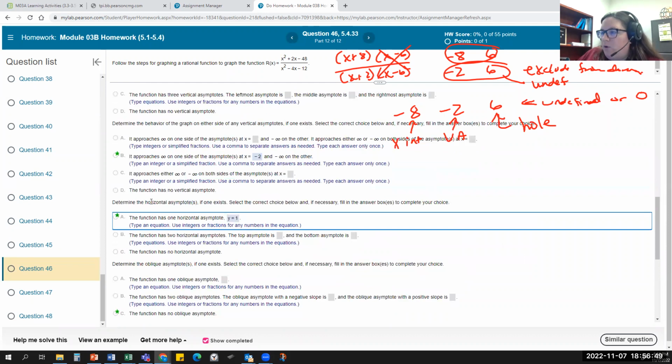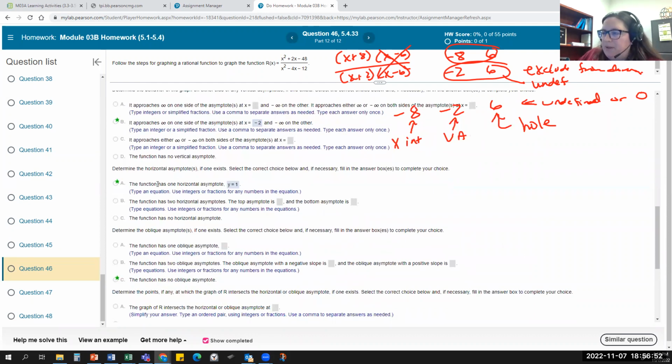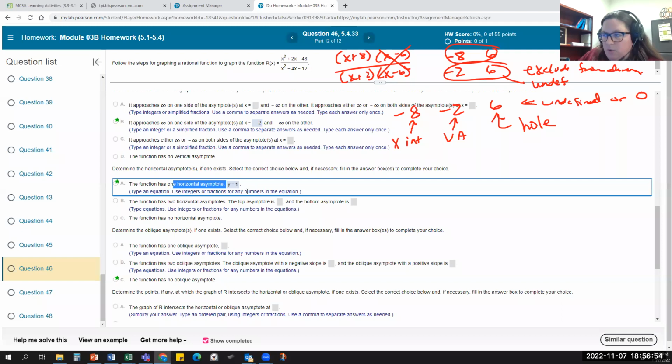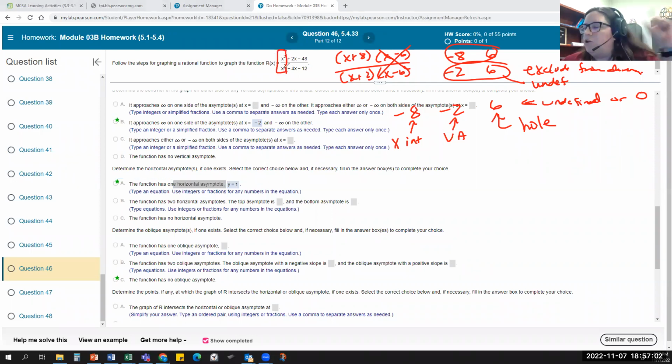So then you have the horizontal or oblique. It asks them separately, does it have a horizontal asymptote? What's the horizontal asymptote? Does it have an oblique? But once you say it has a horizontal, and in this case, we have leading term over leading term. So you're going back to the unfactored form or to the simplified form. You have the x squared over x squared simplifies to one. Take a y equals in front of that. It's a horizontal line, horizontal asymptote. As soon as you have a horizontal asymptote, you don't have an oblique asymptote. So you don't have to figure those out separately.